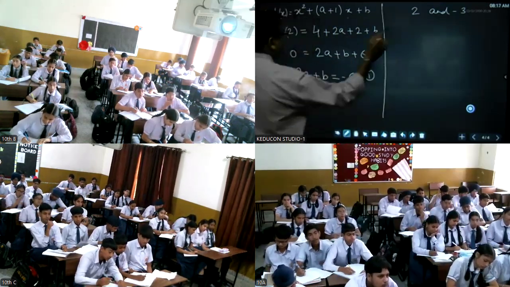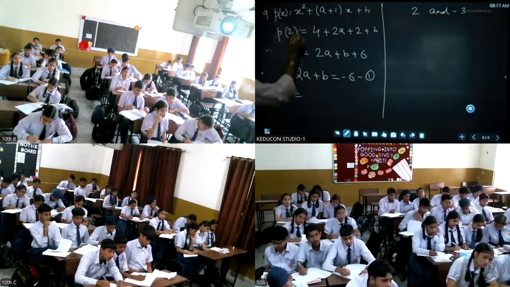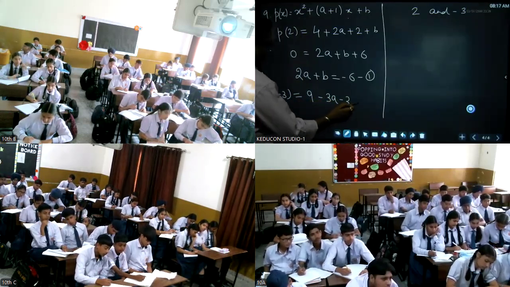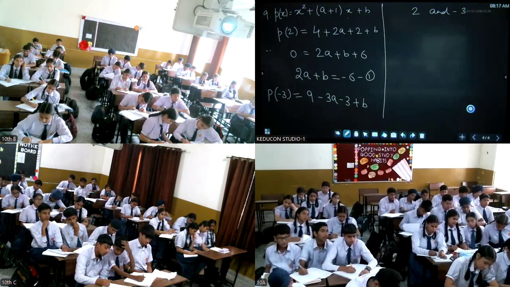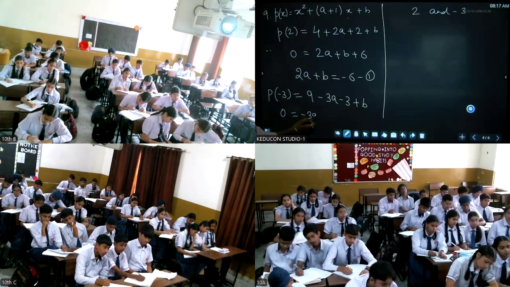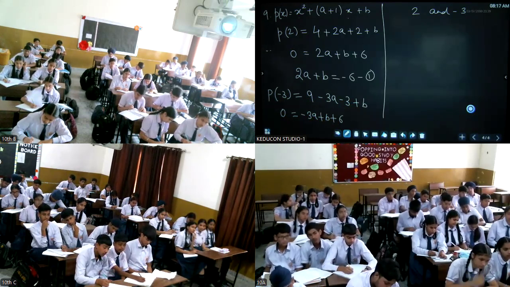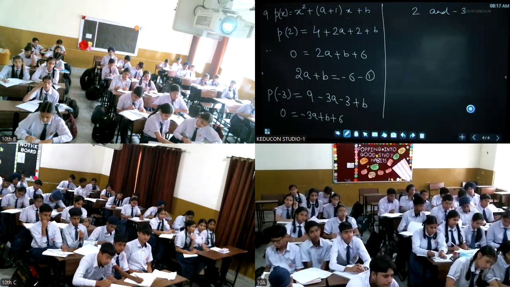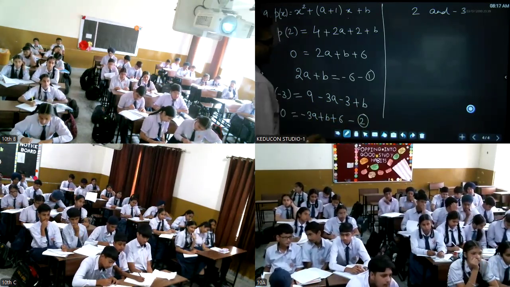Similarly, now put x as -3. When you put -3, this becomes 9 minus 3a minus 3 plus b. Is this clear, ji? Now take this as 0. This becomes minus 3a plus b plus 6. Is this clear, bachon? Is this step clear or not, ji? Sir, yes. You have got two linear equations in 2 variables.